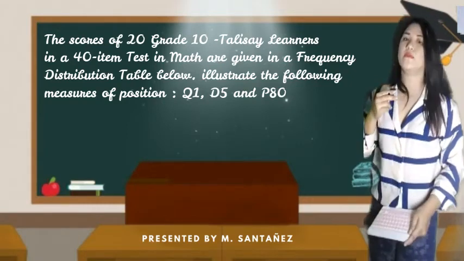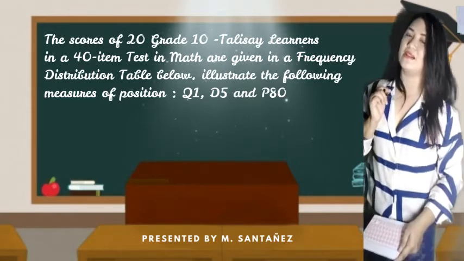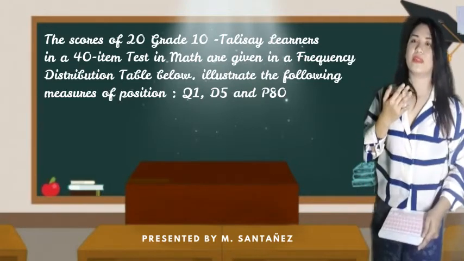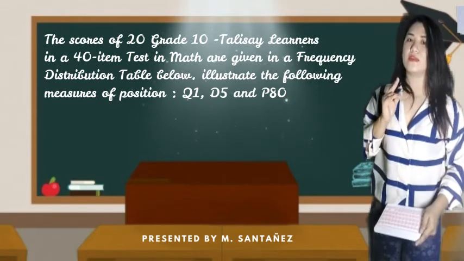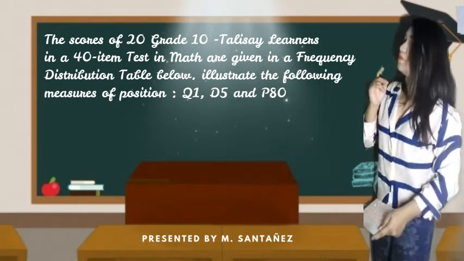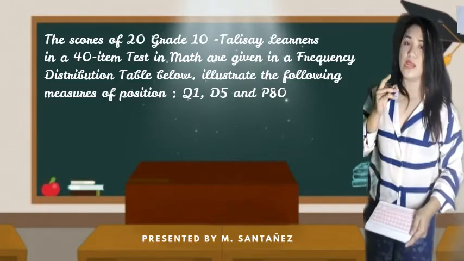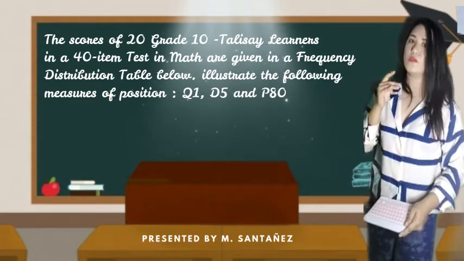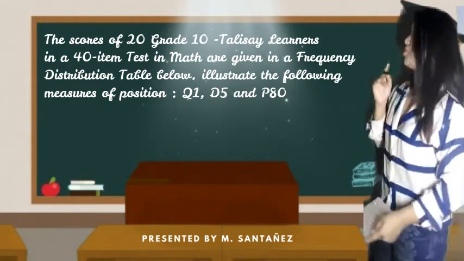Then D5, wherein D represents decile. Decile comes from the word deca, which means 10. So basically in a decile there are 10 equal parts. And we got P80, wherein P represents percentile. When you hear percentile, it refers to 100, like in percentage. So basically there will be 100 equal parts or 99 partition values.